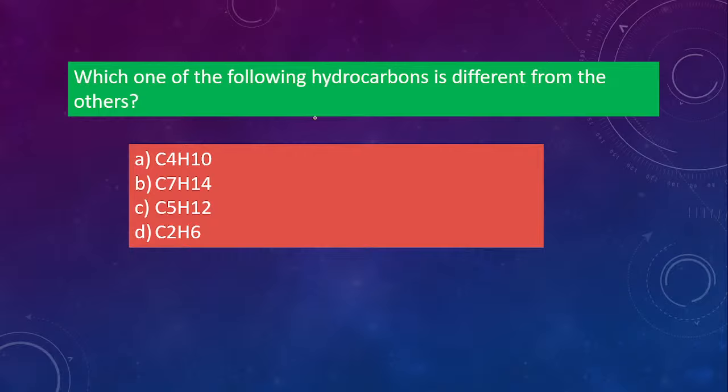For alkane it is what? CnH2n+2, and alkene is CnH2n. Alkyne is CnH2n-2. Single bond means alkane, double bond means alkene, triple bond means alkyne.